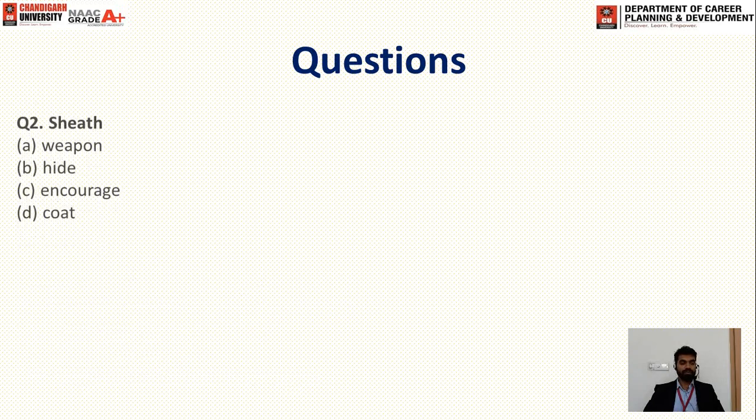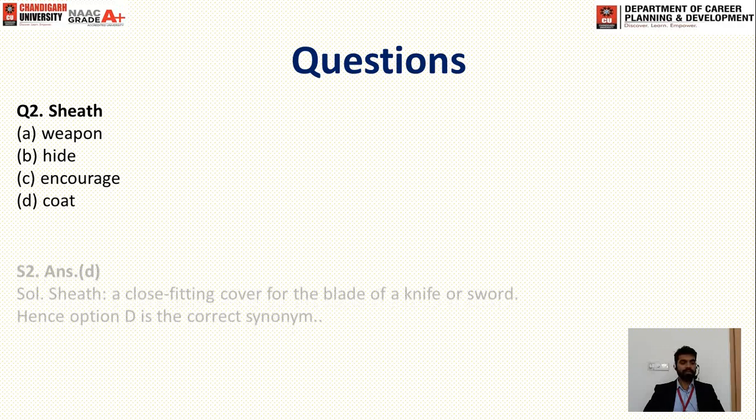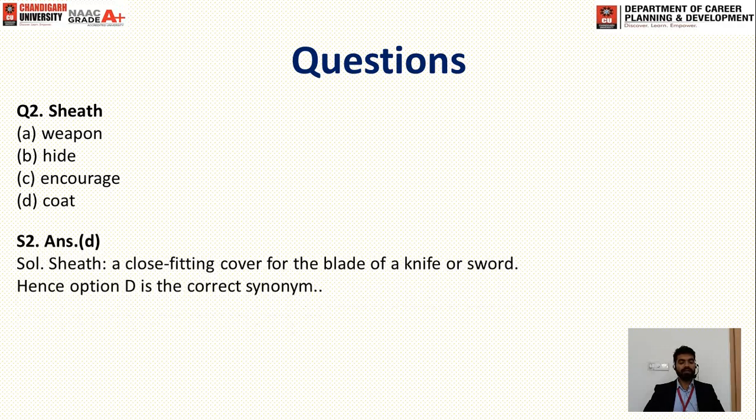Moving on, question number 2 is sheath. We have 4 options: weapon, hide, encourage, and coat. It's a really common word. The correct answer is option D. A sheath is a close fitting cover for the blade of a knife or a sword. Sheath means to cover someone. So the correct option is option D. That's the correct synonym.